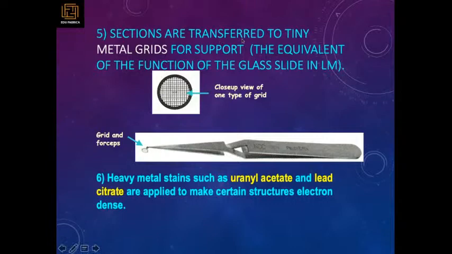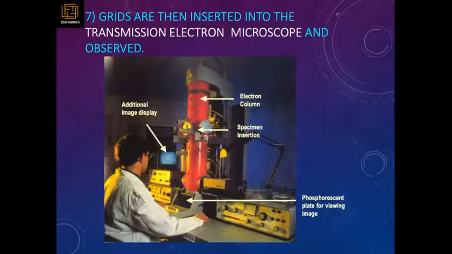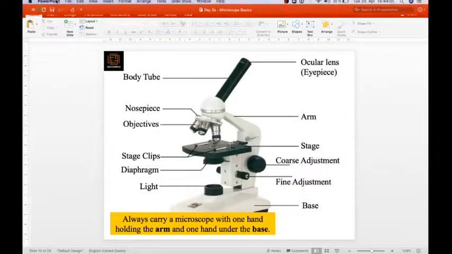Then these sections are transferred to tiny metal grids for support. This is the function of the glass slide in LM. This is a close view of one type of grid. You can see how tiny the grid is next to a forceps. Heavy metal stains such as uranyl acetate and lead citrate are applied to make certain structures electron dense. These grids are then inserted into the transmission electron microscope, and then you observe them. This is how big your TEM looks. So that's it for today, I guess.